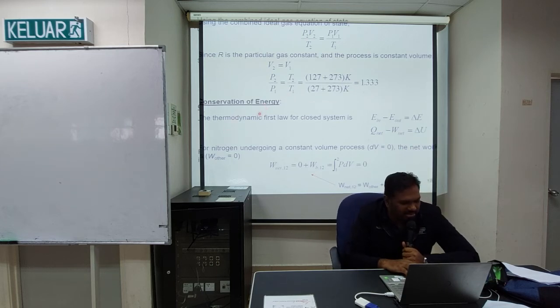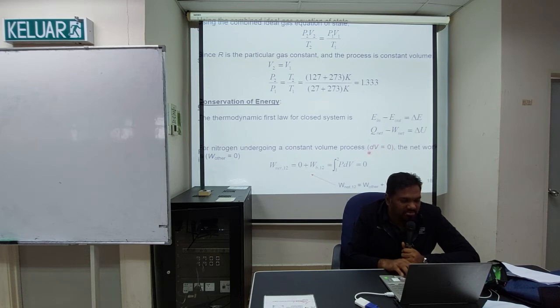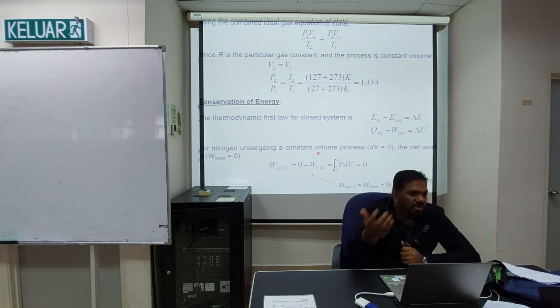Okay, then the second part, conservation of energy. The thermodynamic first law of a closed system. This is the formula you know: E in minus E out equals the change of energy. So Q net minus W net equals the change of energy. For nitrogen undergoing a constant volume process, where there is no change in the volume, so dV equals zero, the net work is the other work. This is the formula for the net work done: net work done is other work done plus boundary work done. Boundary work done is zero since the volume is constant, so other work done is also zero, because no other work is done on the system.